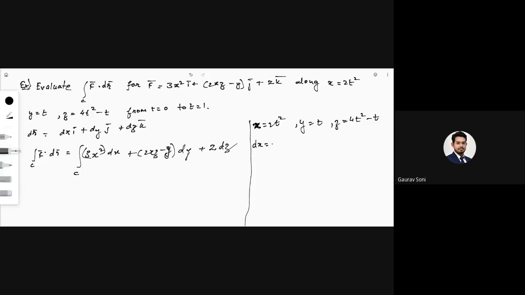So dx will be equal to 4t dt. This dy, dy is dt. This dz, 8t minus 1 dt. Please check the calculations and see carefully what I'm doing. I'm just taking the derivatives, and with that I'm writing dt there. What are the limits for t? T is running from t equal to 0 to t equal to 1.